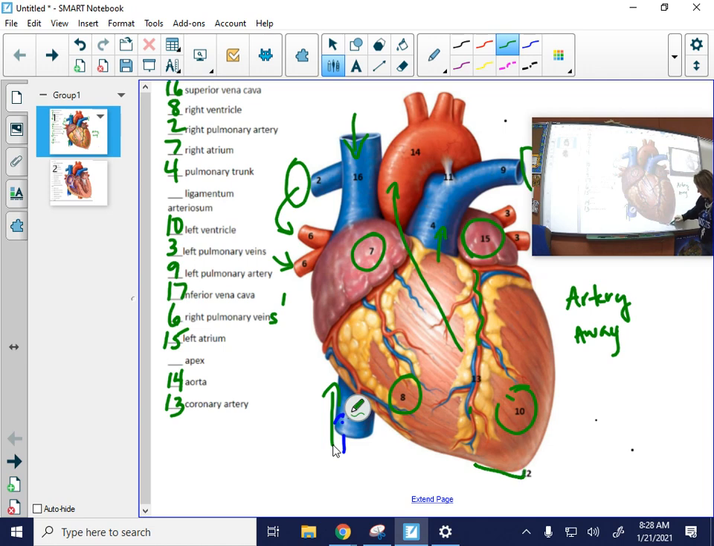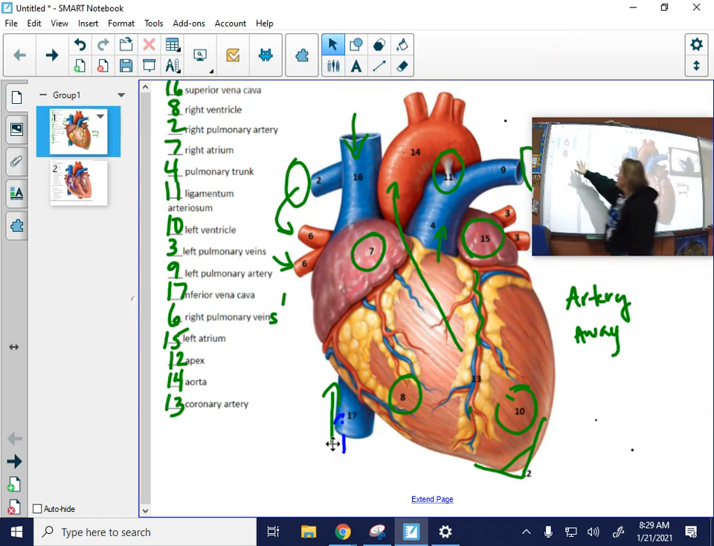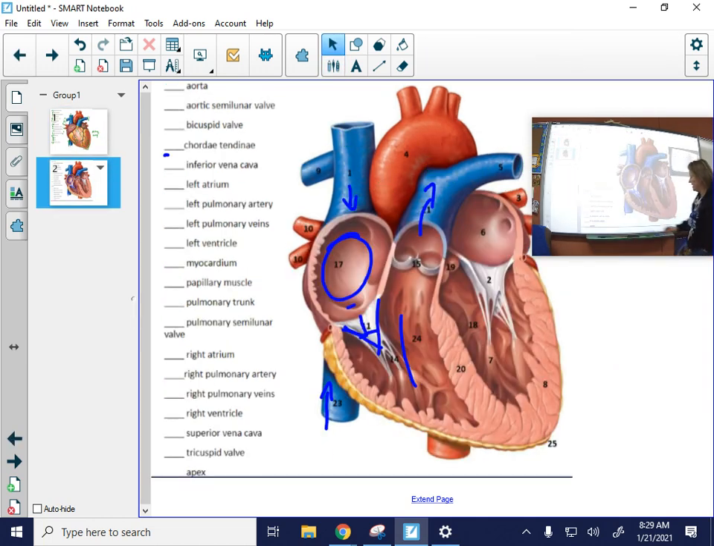And then apex, number 12, I just put an A there to remind myself that the apex is the pointed end of the heart. There's also a ligament right here that they've identified, ligamentum arteriosum. So it's just connecting these two arteries. The aorta has oxygenated blood, the pulmonary artery has deoxygenated blood, but they are both arteries. So that's number 11.